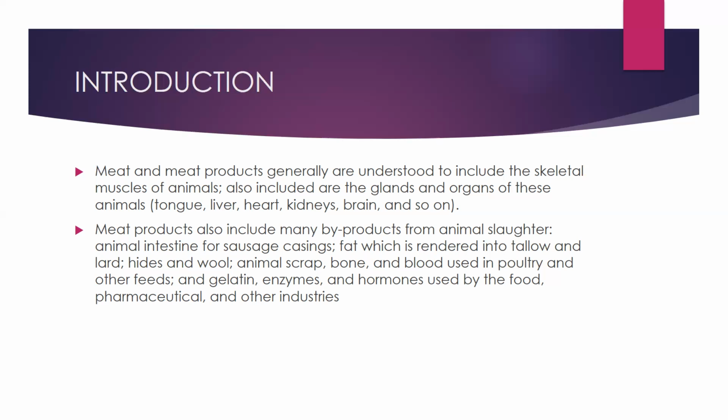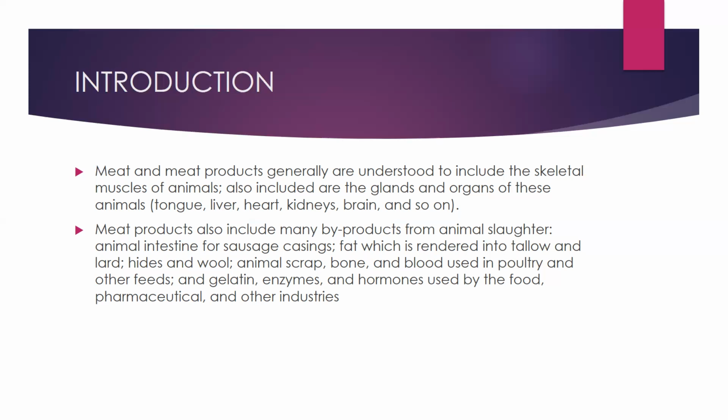However, there are certain byproducts associated with these meat products from animal slaughter, which are also used by various food, pharmaceutical, and other industries. These include the animal intestine, which is used for sausage, and fat, which is rendered into tallow and lard. Tallow generally comes from beef, while lard is produced from rendered pork fat. Hides and wool are used, and animal scrap, bone, and blood are used in poultry and other feeds. Gelatin, enzymes, and hormones are used in the food, pharmaceutical, and other industries. Therefore, the major meat processing companies are seldom involved in a single business, but produce a wide variety of products.